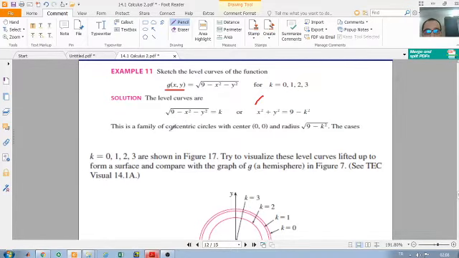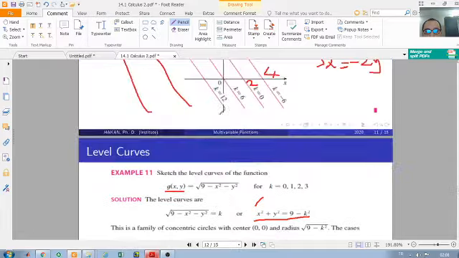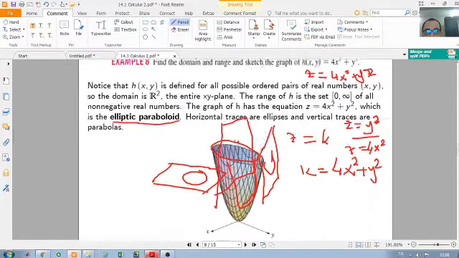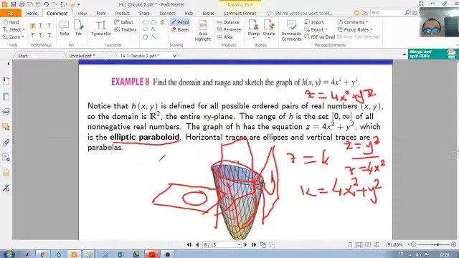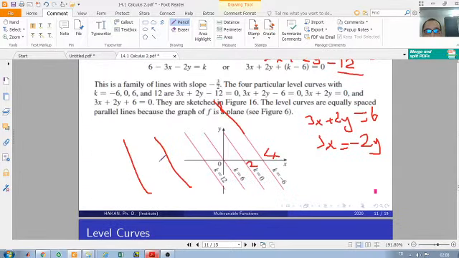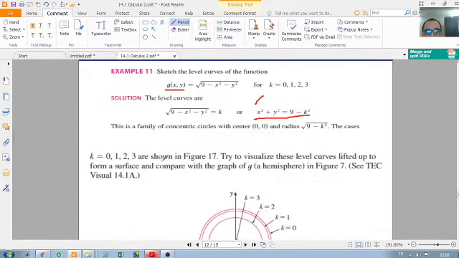Okay, this is a family of concentric circles with center 0, 0 and radius square root of 9 minus k squared. Namely, the level curves are circles for this function, and you can see also from the graph, when we cut this sphere with horizontal planes, level curves are actually the horizontal traces, we obtain a circle. Therefore level curves have to be circles, and theoretically we prove they are circles also.